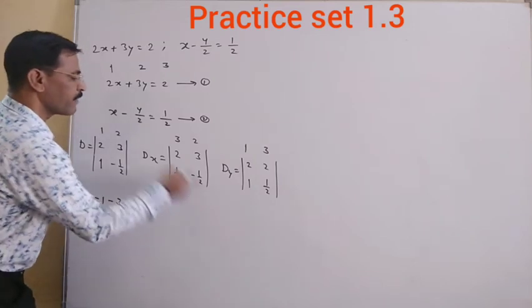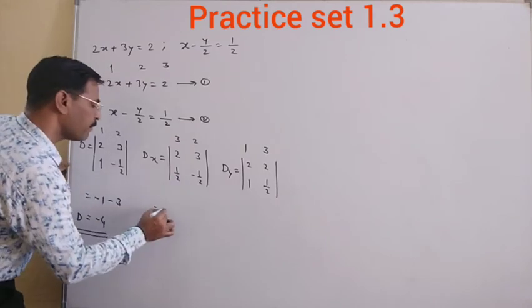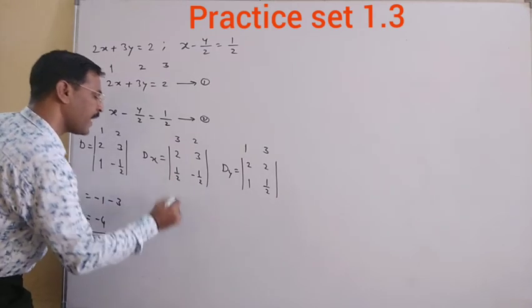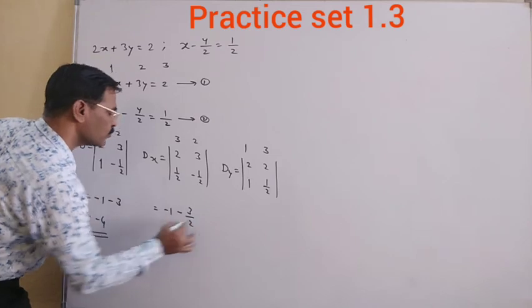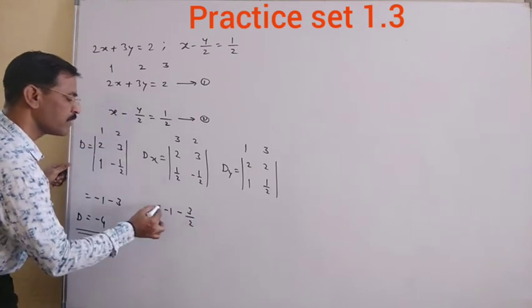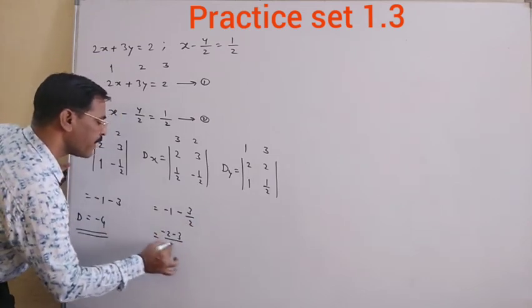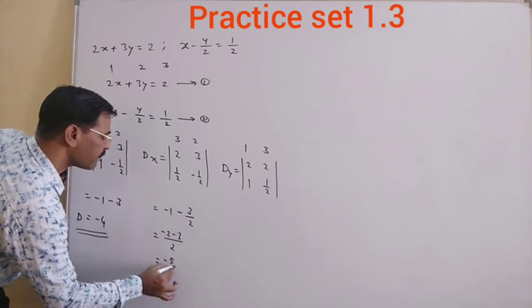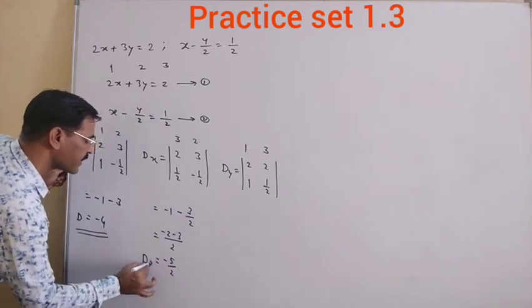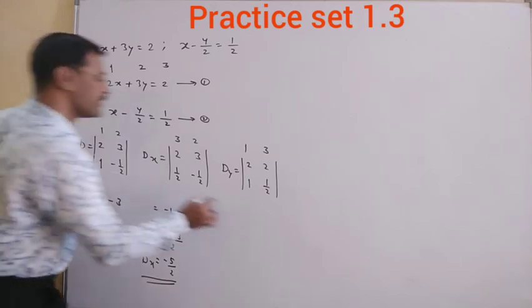This side, here we have to multiply, means minus 1. Here we have to multiply minus 3 by 2. So tell me how much? Here it is 2 ones are 2, minus 3 by 2. This is minus 5 by 2. This is Dx. Okay? And afterwards here Dy.